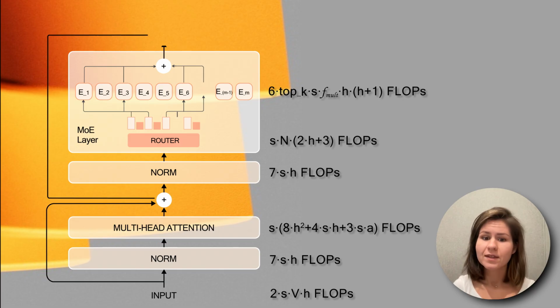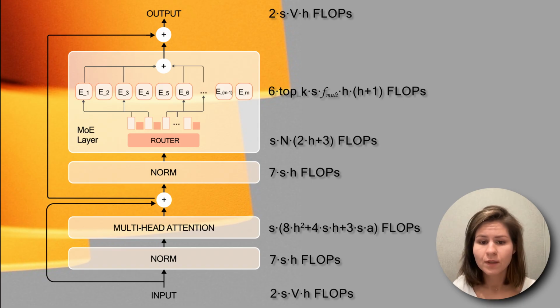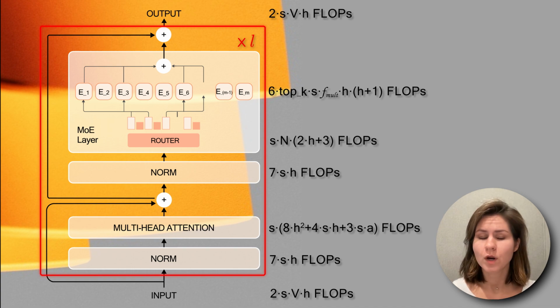The last bit is our output embeddings or linear layer. We already know that it's 2 S V H FLOPs, and we're done with our calculations. Similarly to model weights, we can now sum it all together, and for the parts that go into the decoder block, which are basically everything except for input and output embeddings, we multiply that by L, which is the number of layers, add input and output embeddings, and we get the total number of FLOPs we require for the prefill stage. So we were able to account for how many FLOPs we need at the prefill stage.